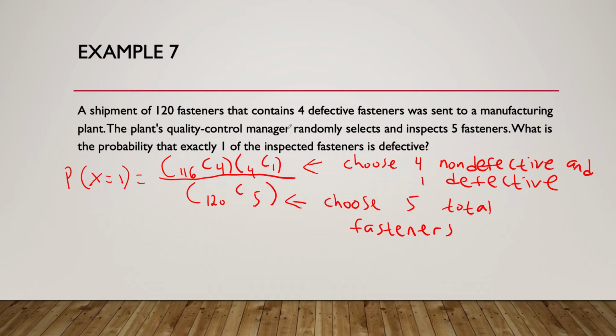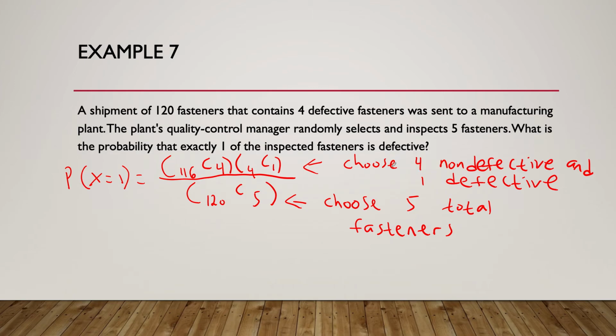A shipment of 120 fasteners that contained 4 defective fasteners was sent to a manufacturing plant. The plant's quality control manager randomly selects and inspects 5 of these fasteners. What is the probability that exactly 1 of the inspected fasteners is defective? So we want the probability of 1 being defective. So from this, we need to slightly rework the way that we have these probabilities, right? Since most of the probabilities in this section dealt with nice and easy looking formulas. This one not so much.